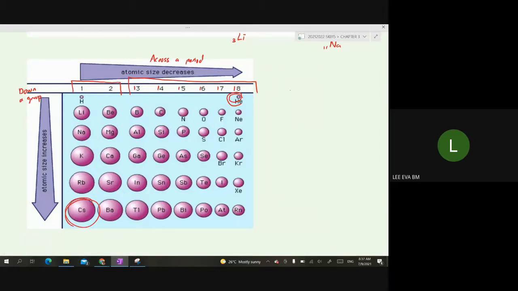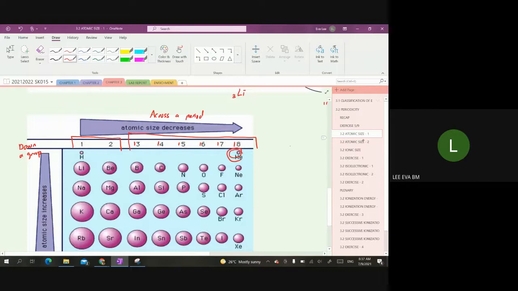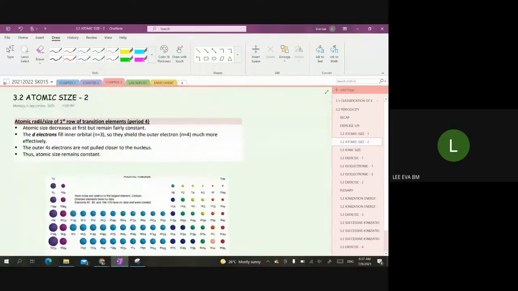So any questions for this part? So remember atomic size or atomic radius, we're talking about 3 categories. Okay. Across a period, down the group, and one more is the size for transition elements. We separate into the general trend inside this picture. Okay, sebab size untuk transition element dia lain. Okay, so let's look at this one.